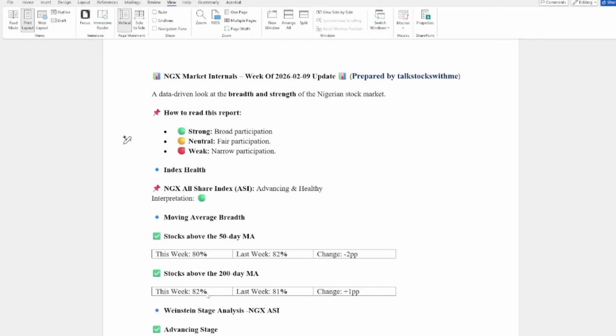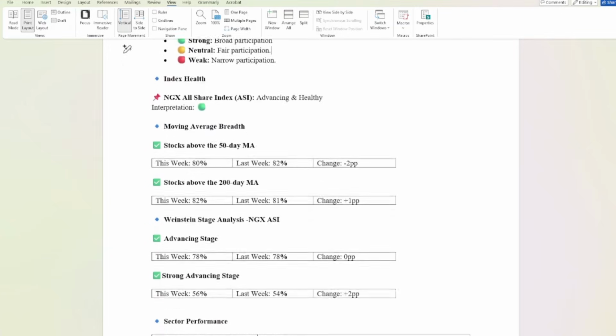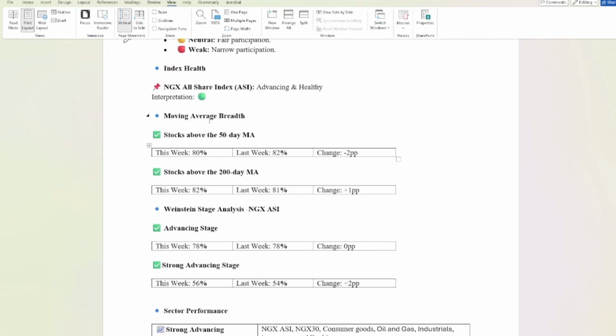You can see that we ended the week with 82% of stocks trading above their 200-day moving average, compared to 81% the previous week, which represents a positive 1 percentage point change. Again, 82% is an A plus. So the two KPIs within the moving average breadth framework have an A plus grade, which is excellent.